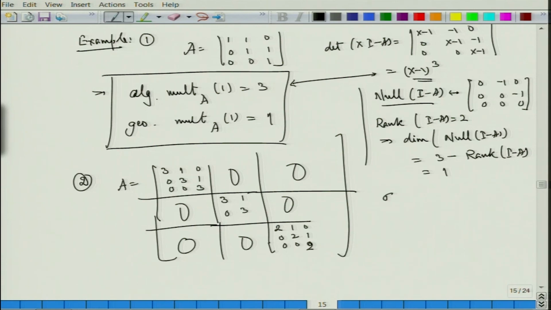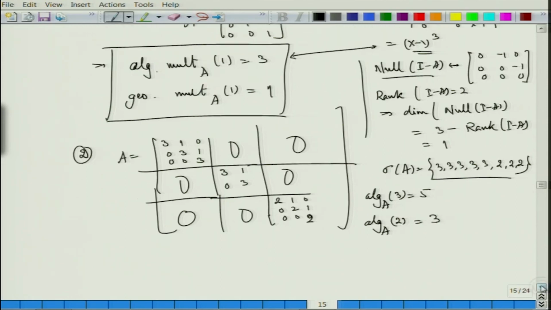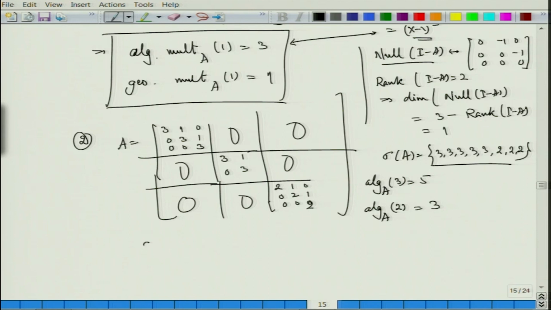So, the eigenvalues, the spectrum of A here consists of 3, 3, 3, 3, 3, 5 times, 3 plus 2, and 2 appears 3 times. So, this is the spectrum of A, fine. Algebraic multiplicity of 3 as an eigenvalue of A is 3 plus 2 is 5. Algebraic multiplicity of 2 as an eigenvalue of A is 3. What about the geometric multiplicity? Check the geometric multiplicity of 3 as an eigenvalue here will be equal to.